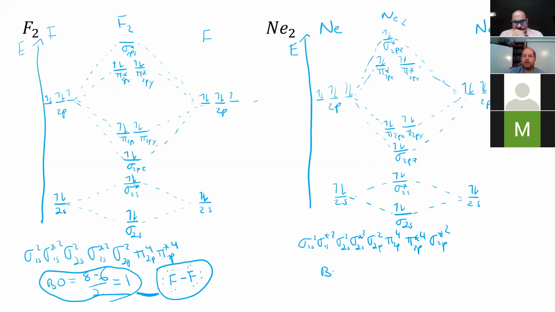The bond order, well, we've got 2, 4, 6, 8 electrons in bonding orbitals, minus 2, 4, 6, 8 electrons in anti-bonding orbitals, over 2 equals 0, and it turns out that Ne2 has not been observed.